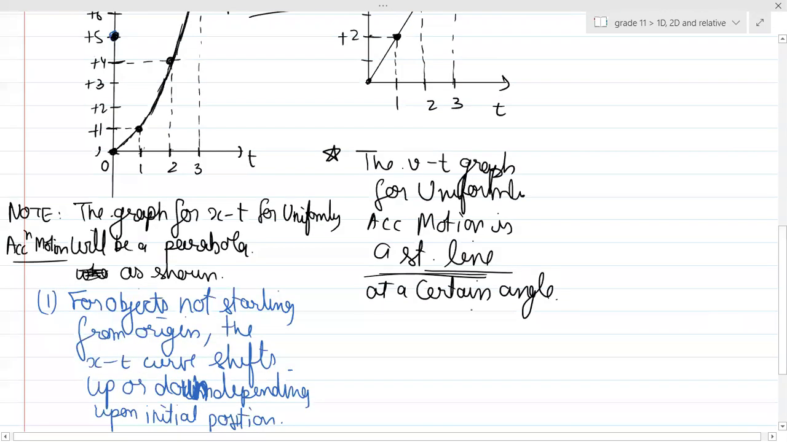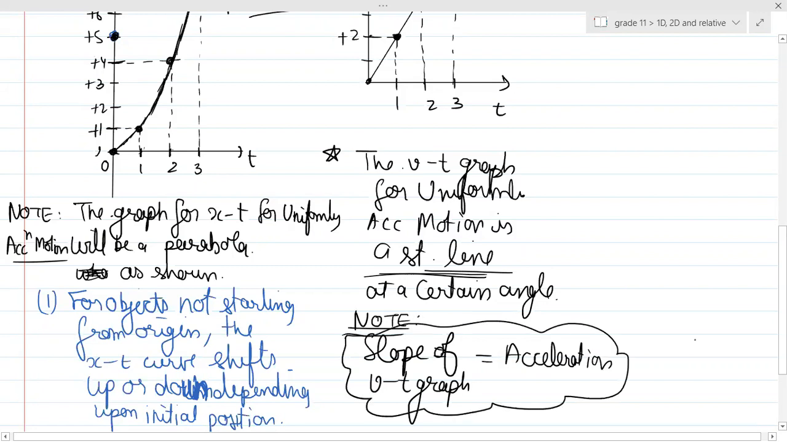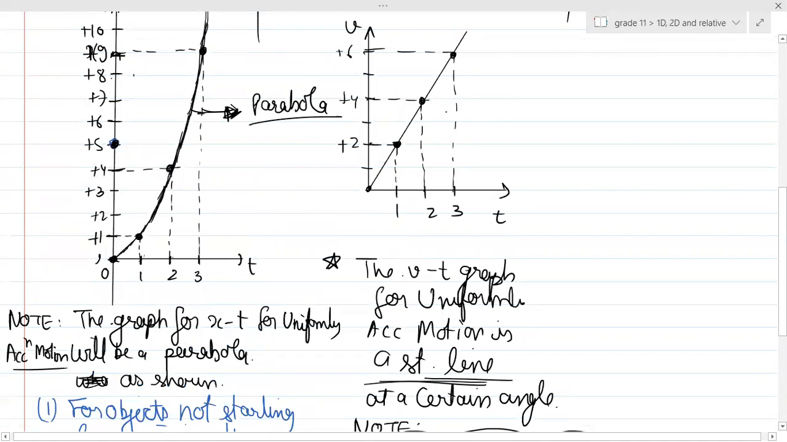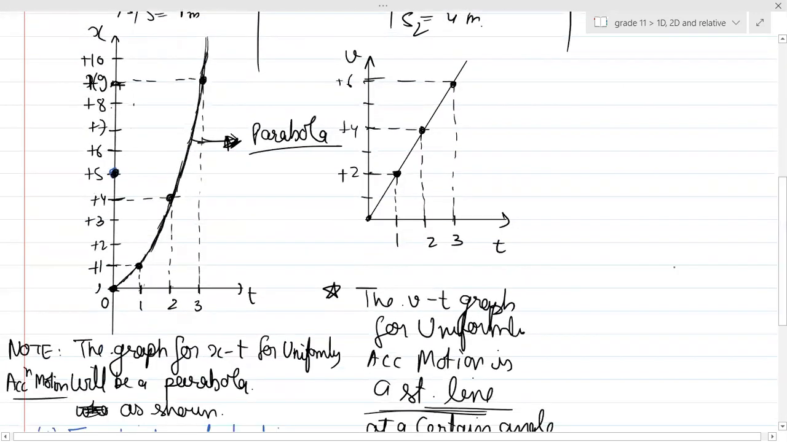Please remember, what will the slope be equal to? The slope of velocity time graph will give you acceleration. If you want, you can find it out on your own. Tell me what is the slope of this line. The slope will come to be plus 2. And what was plus 2? Plus 2 was basically your acceleration. So the slope of vt graph at any point gives you acceleration. Is this clear, guys?